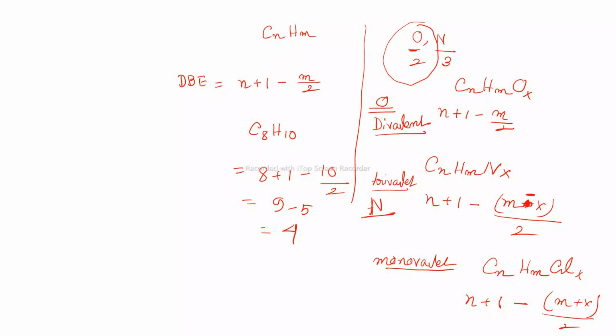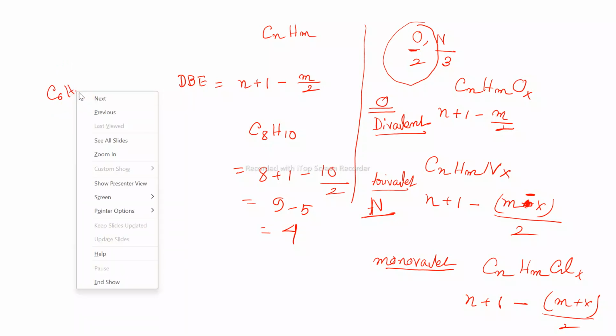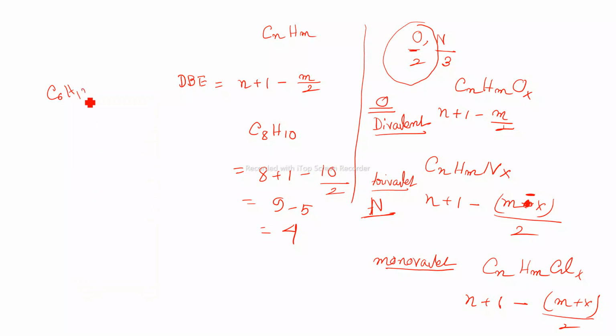Yes, sir. Okay, then tell me, if the compound is C6H12O6, what will be the double bond equivalent? So this is a divalent compound. So n plus 1 minus m by 2. So 6 plus 1 minus 12 by 2. So 6 plus 1 is 7, minus 6. So the double bond equivalent, DB, is 1, right? Clear?